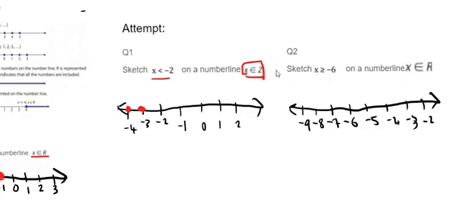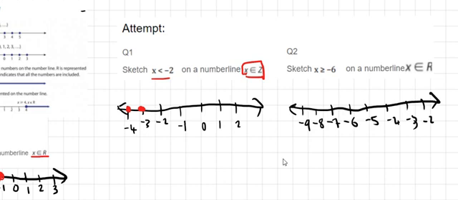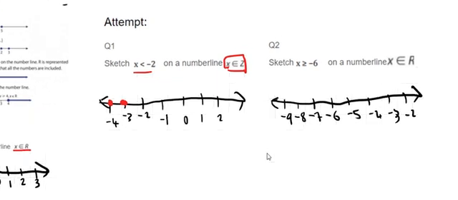And you could put more numbers in if you want. You could put minus 5 in and put a dot on that, and minus 6 and so on. But that's enough to show the set that x could be.